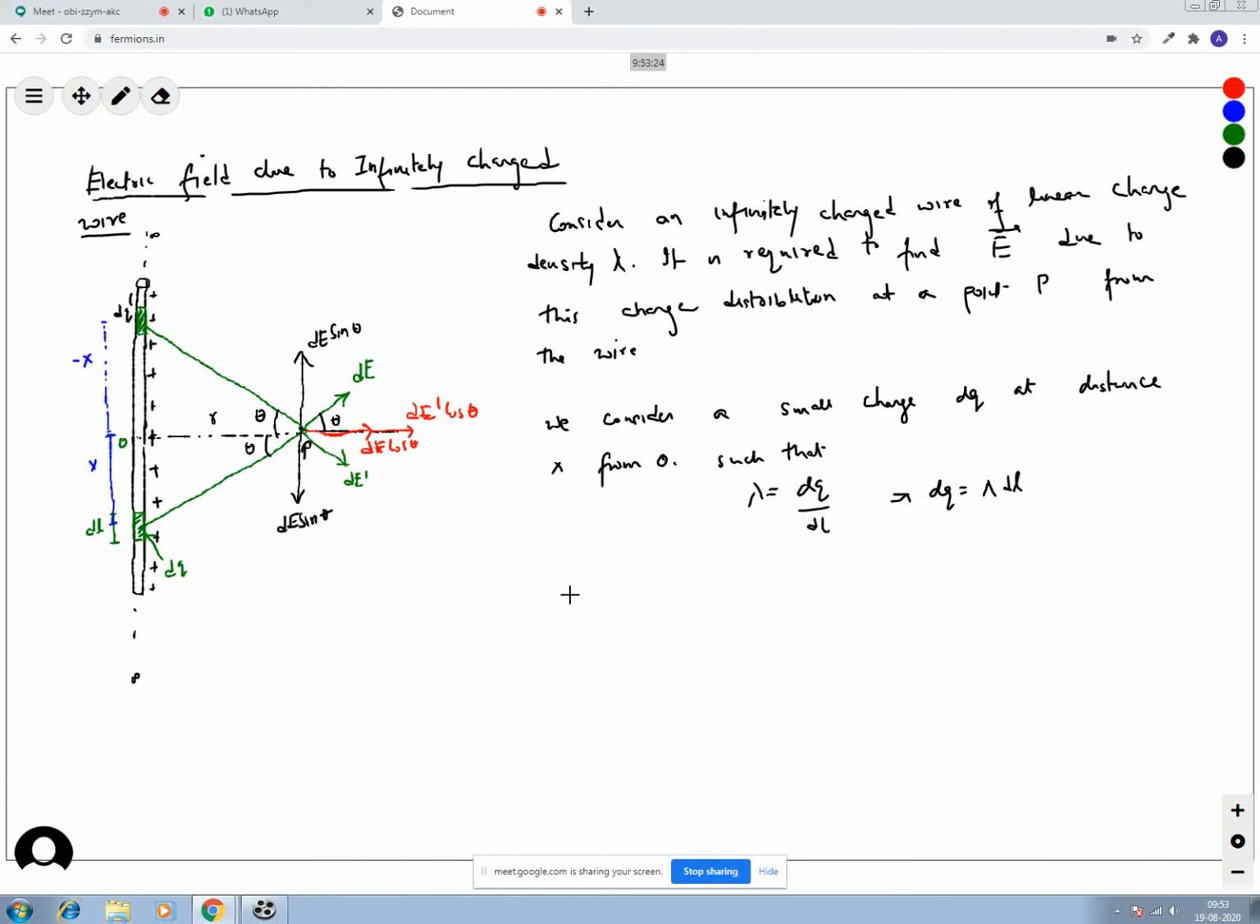So now at P, resolving dE, that is the electric field dE due to dq at P, we get dE cos theta and dE sin theta.